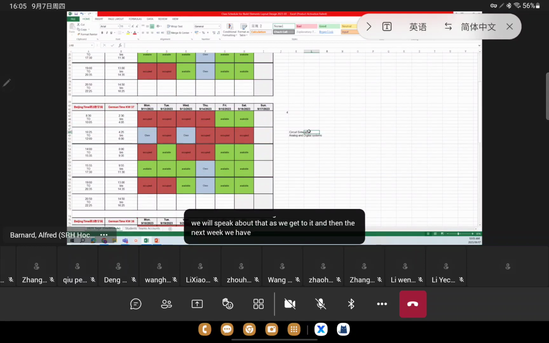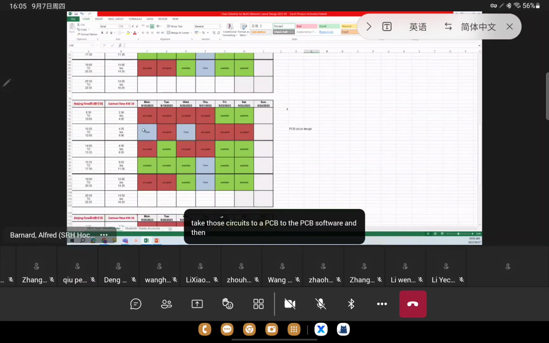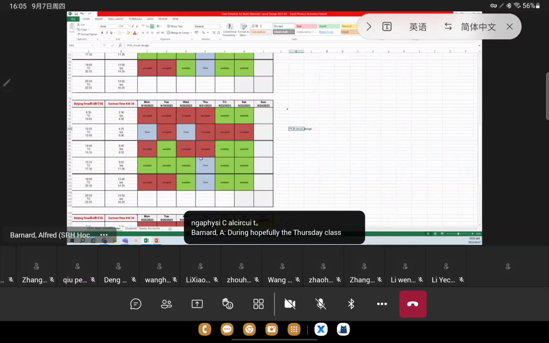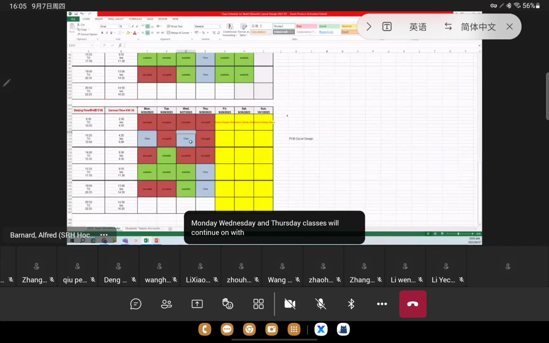Then the next week we have the same Monday, Wednesday, and Thursday classes, and we'll start with the PCB design in earnest. We'll create circuits, take those circuits to the PCB software, and then create the physical circuits with the PCB. Hopefully I'll also be creating a physical circuit during the Thursday class and get it sent away to be made. Then in the last week of classes, the same Monday, Wednesday, and Thursday classes, we'll continue with the PCB design, and I hope to show you the circuit that I've made, hopefully back from the manufacturer. And then that is it. So we have a very, very, very tight schedule.